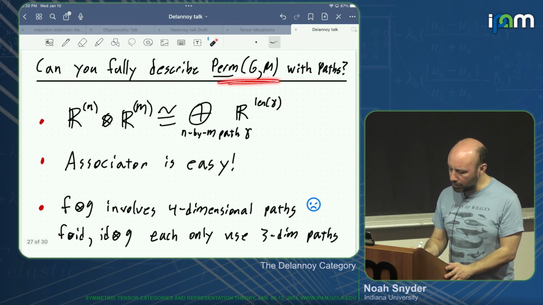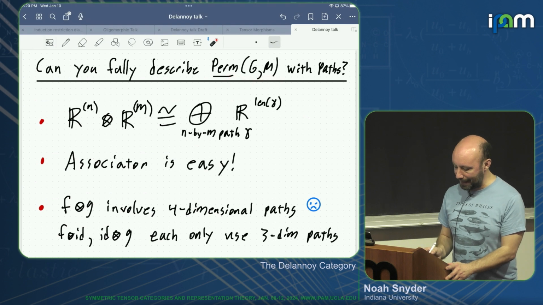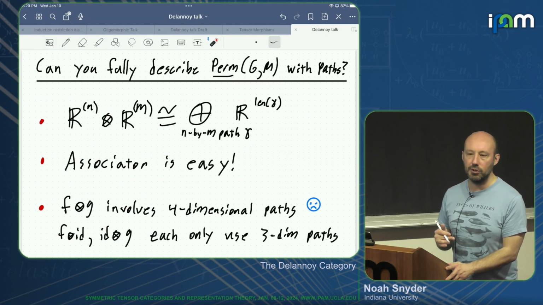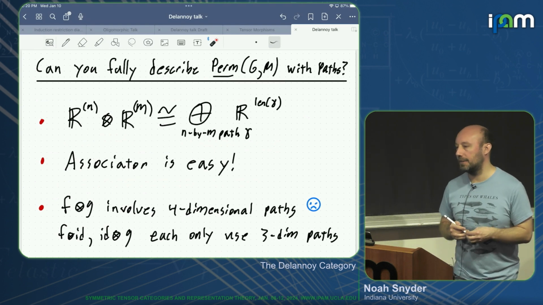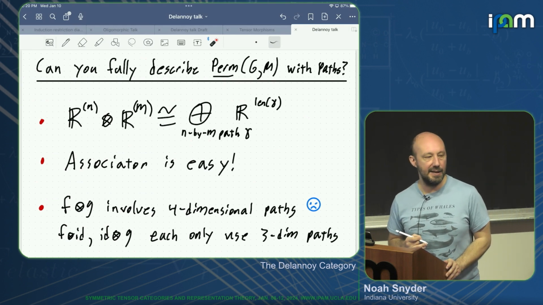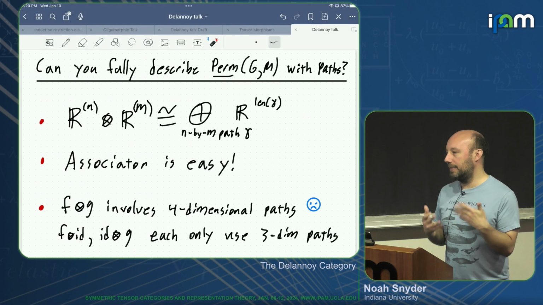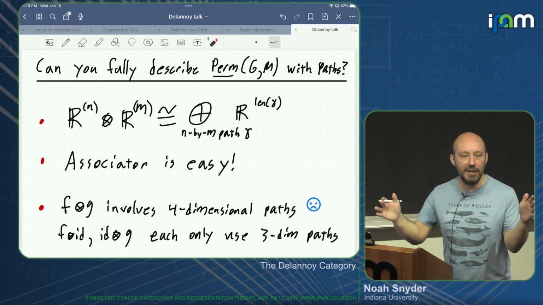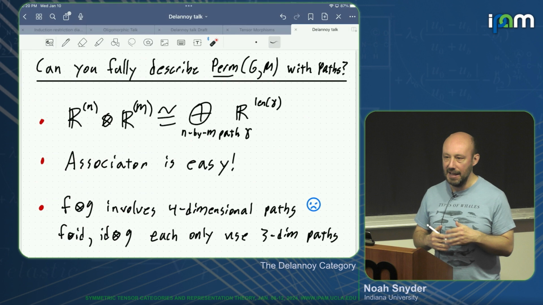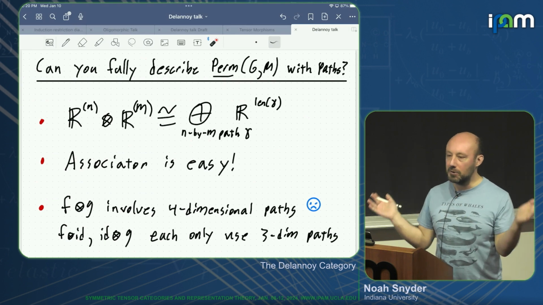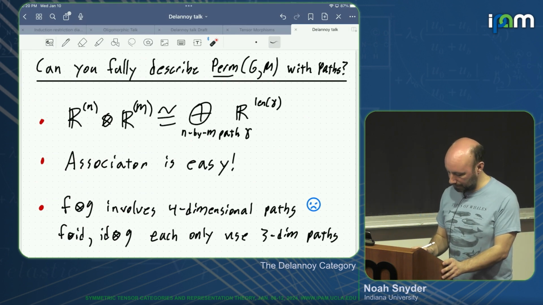You might wonder whether you could completely describe perm G mu using paths. The tensor product rules are easy and the associator rule is easy. The thing that's annoying is tensoring morphisms. So the formula for tensoring morphisms is a little bit worse than anything that I wrote down, and so that is sort of the most annoying part if I wanted to give a purely elementary description of this category that never mentioned oligomorphic groups or anything. Okay.